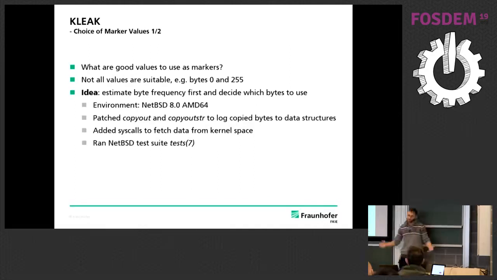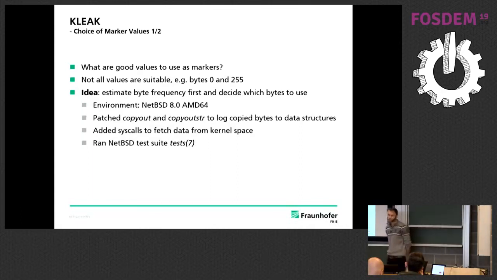Now you may ask, what are good values for marker values? If I would mark my tainted chunks, heap chunks for example, with 0 or 255, this is not a good choice, because those values are more likely to occur. And we had this idea, well, we at least try to estimate the byte frequency first and see what happens, like what bytes are more common than other bytes. That's not super scientific exact, but for our case, I think it was a cool approximation.